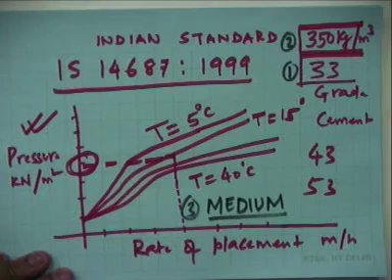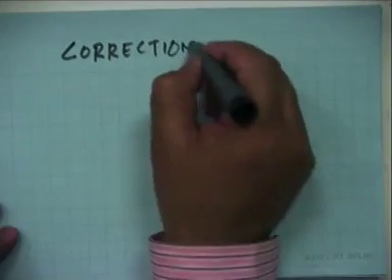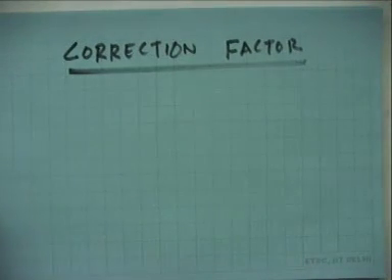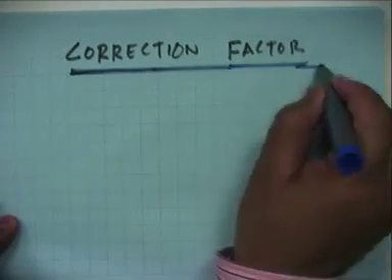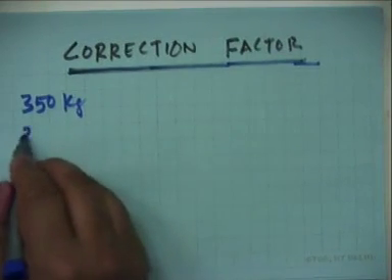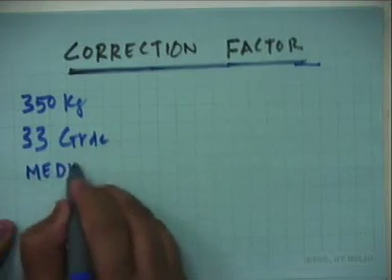Now suppose you change the grade of cement, or you change the weight of cement for every cubic meter, that is the quantity of cement in every cubic meter of concrete, or you change the workability. Then you have to apply certain correction factors. So I will tell you which correction factors need to be applied if you are using less or more cement than this, if you are using cement of a different grade, and if you are using anything but this medium workability.